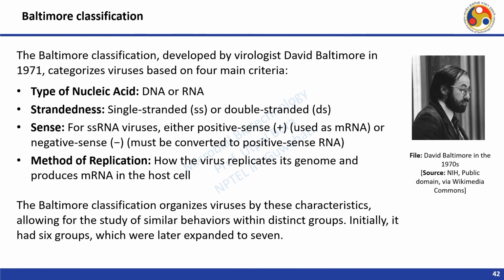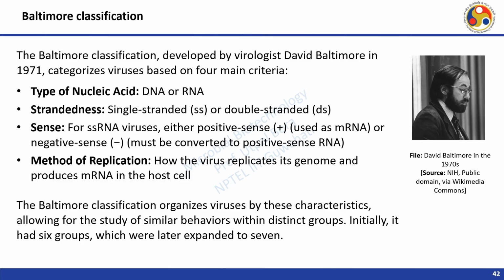Let us have a detailed look at the Baltimore classification. So, this was developed by virologist David Baltimore in the 1970s, and it categorizes viruses based on 4 main criteria. Number 1 is the type of nucleic acid, then strandedness, then the sense, and the method of replication.